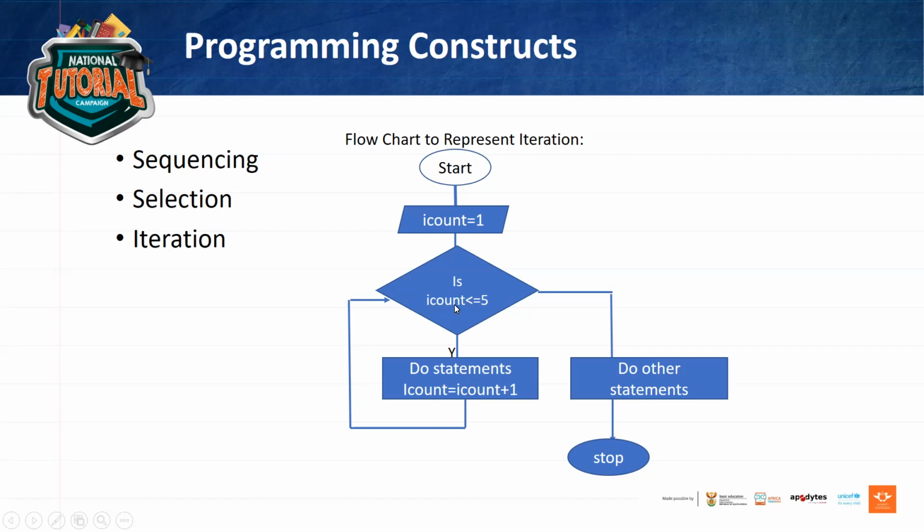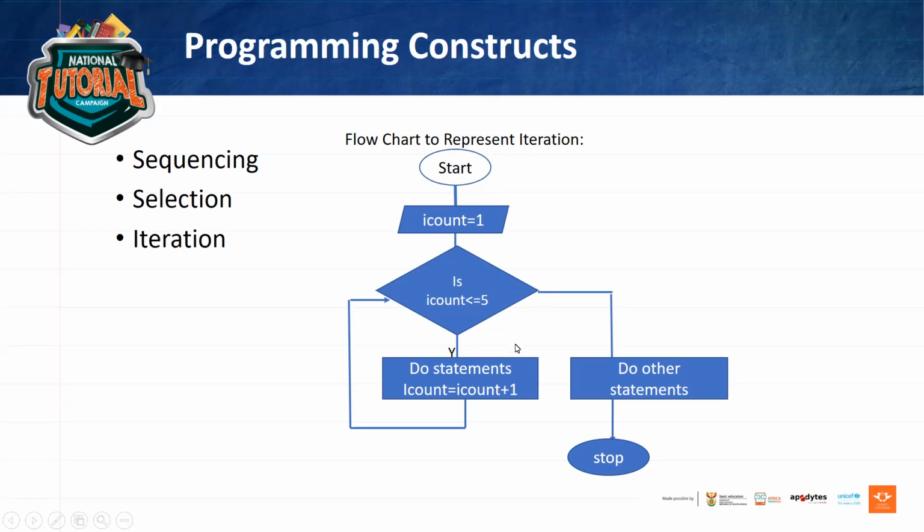If I count is equal to 5, it will do the statements for the last time. Then thereafter, is I count less than 5? No, so it will take the other route. This is the other route. Then it can go and do other statements and go on and stop. So this is a flow chart. This is a diagrammatical representation of iteration using a flow diagram.